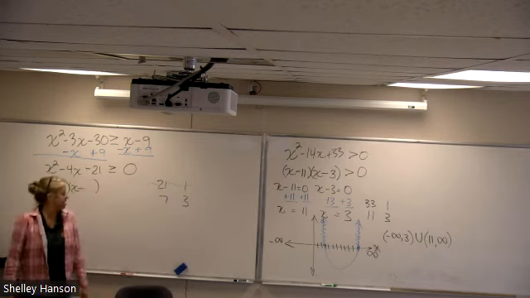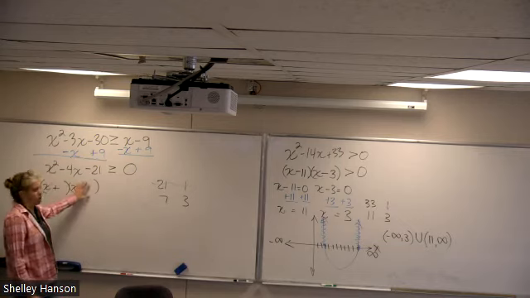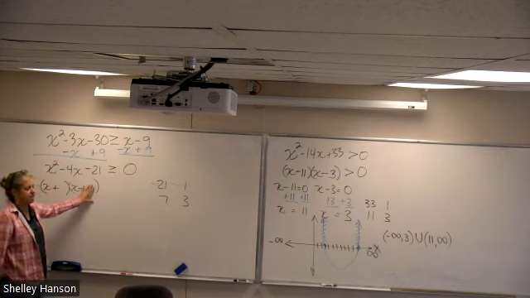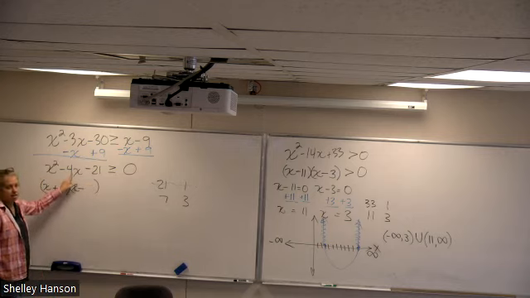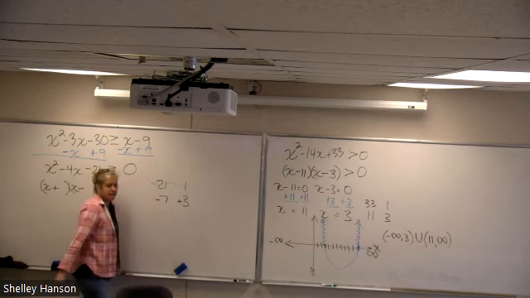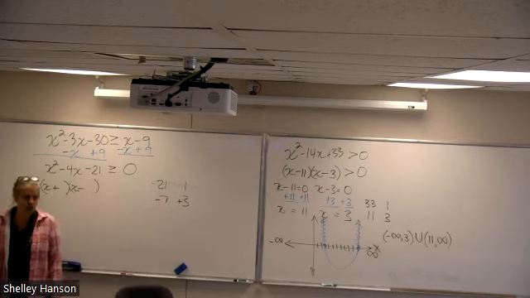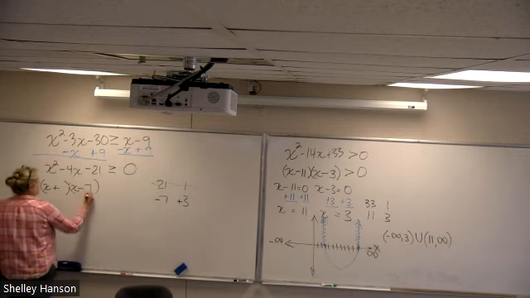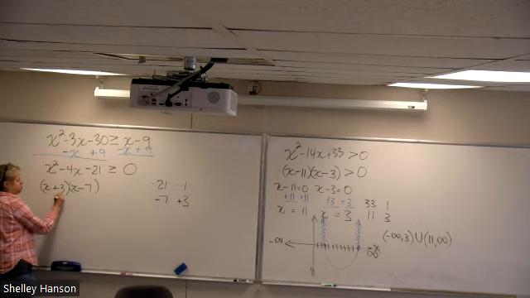But what about this 7 and 3 pair? Remember, I already know that I've got one positive and one negative. What do I need it to end up being? Negative 4, which means I need negative 7 and positive 3. So put the 7 with the negative, 3 with the positive.